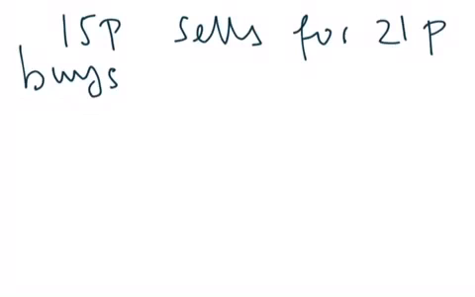So, what is profit, or how do we define profit? Profit is essentially the amount you sell something for minus the amount you buy something for. So in this case, we would take the new value, which is 21 pence, take away the original, which is 15 pence, and that's the profit. 21 minus 15 is your profit, so that's 6 pence.